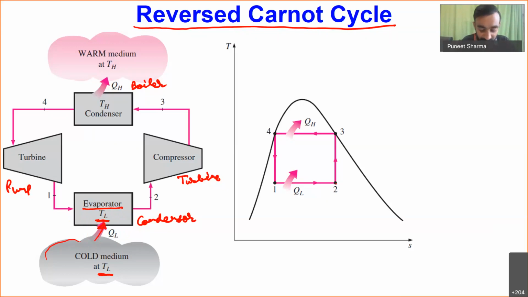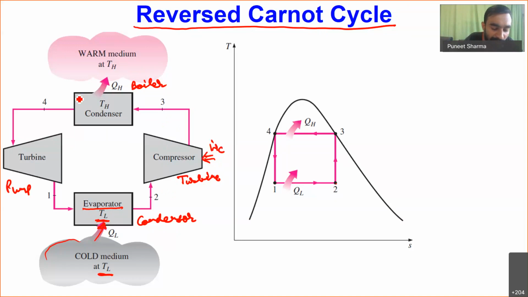Now, we had a turbine over here. In place of the turbine, we have to employ a compressor, because earlier in the power cycle we were expanding the medium from high pressure to low pressure. Now we have to move in the opposite direction, from low pressure to high pressure. That's why we use a compressor, which requires a certain amount of work input at the rate of W dot C. So 2 to 3 is the compression process.